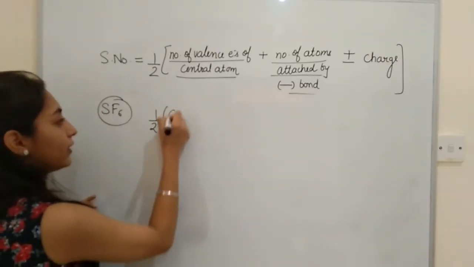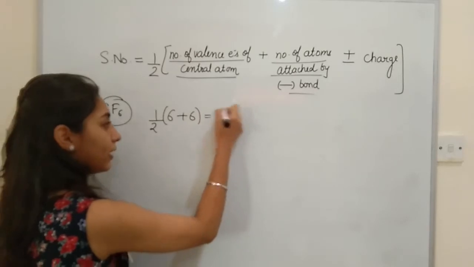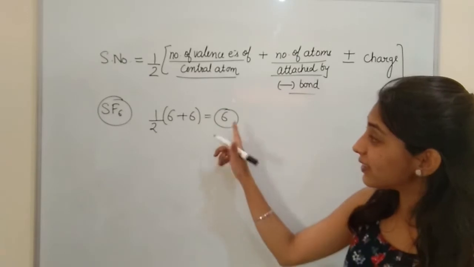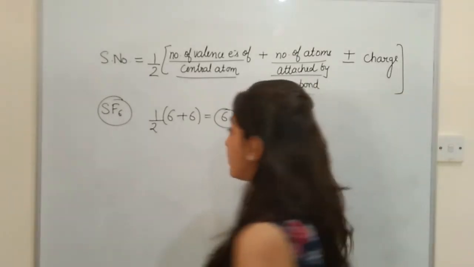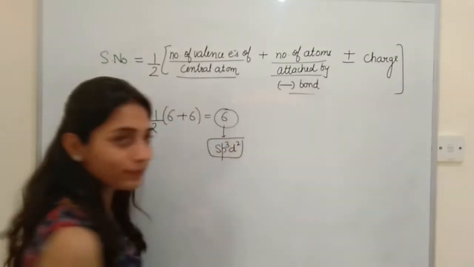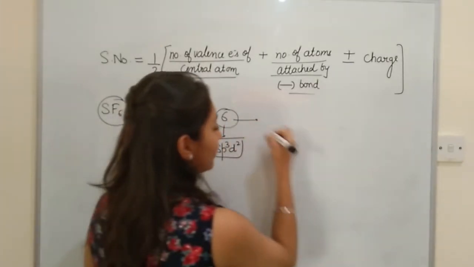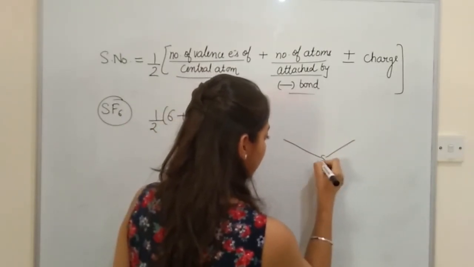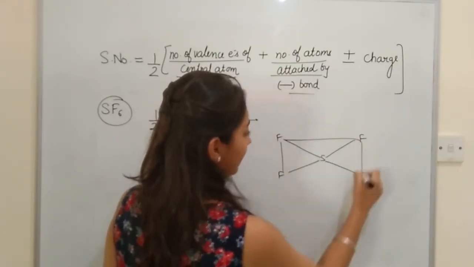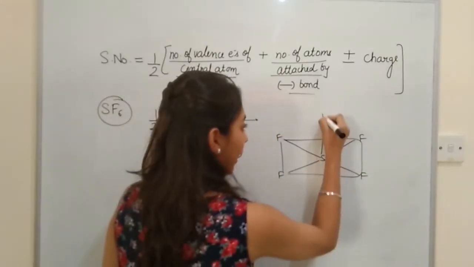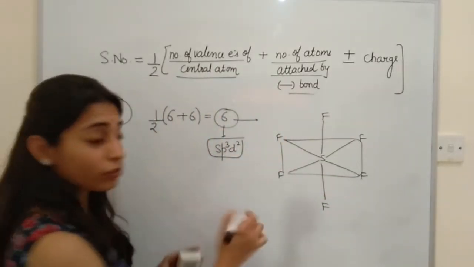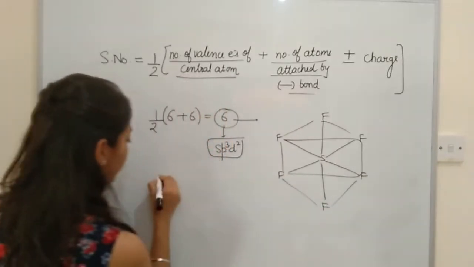Sulfur is 6, 6 fluorines, so 6. Oops, this is a new situation. I never discussed this new situation with you. So here the steric number is 6. That means hybridization will be increased by 1 more, which is sp3d2. Done? Now, this shape is said to be, so you can see a kind of square is there, and this is F, this one F is there.